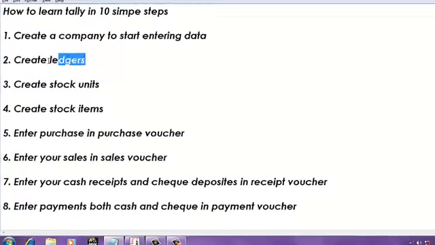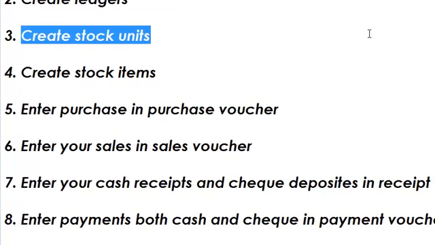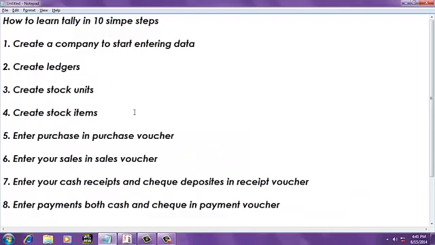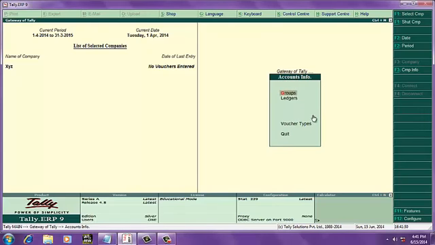Now creating the ledgers is over. The third step is to create stock units. Stock units means, for example, a furniture company purchases computer tables etc. That unit is called numbers. Create these units as numbers. How to create this? Go to Tally, press escape key to go back to the gateway of Tally. Again press escape.